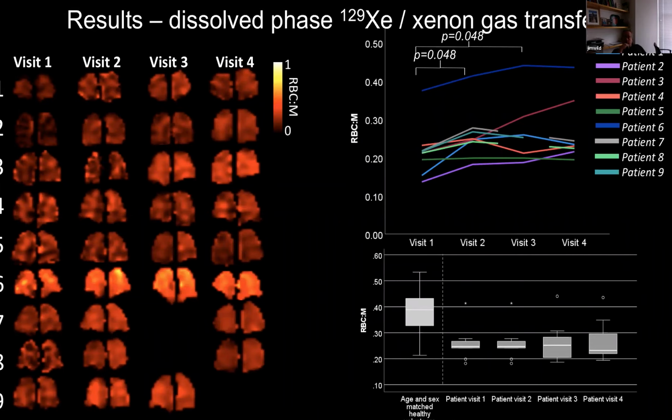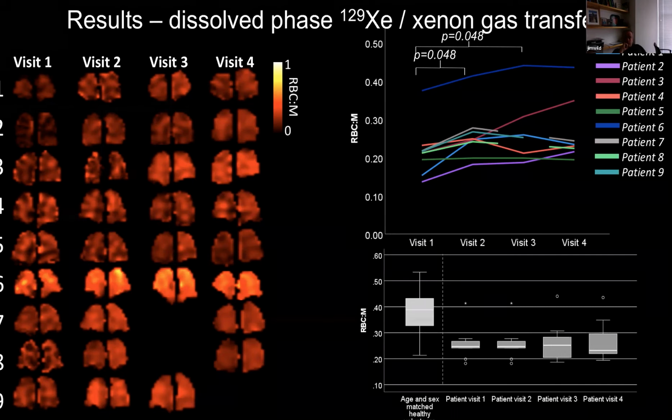Moving on now to the dissolved phase xenon, the gas transfer imaging, and this is where we start to see some really interesting changes. A red blood cell to membrane ratio of about 0.4 is what we'd consider for healthy age-matched normals with this methodology. All of our patients that we scanned at visit 1 had a significantly depleted red blood cell to membrane xenon gas transfer ratio. And then as we follow up with time, thankfully, most of those patients seem to be on a trajectory where things are getting better, but they're not yet getting back to the levels that you see in age-matched healthy normals.